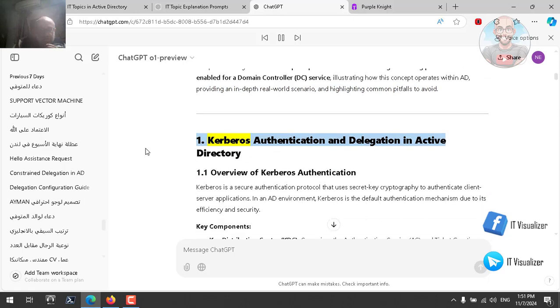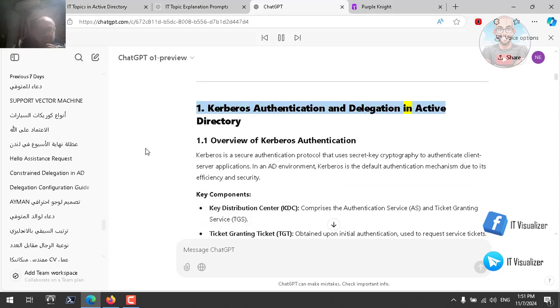1. Kerberos authentication and delegation in Active Directory. 1.1 Overview of Kerberos authentication. Kerberos is a secure authentication protocol that uses secret key cryptography to authenticate client-server applications. In an AD environment, Kerberos is the default authentication mechanism due to its efficiency and security.